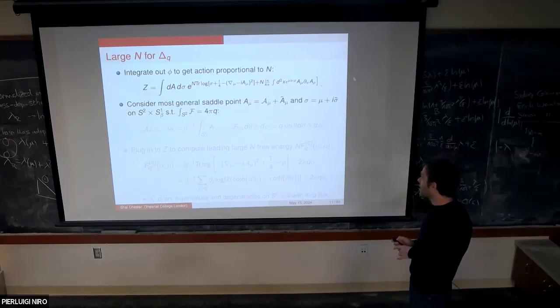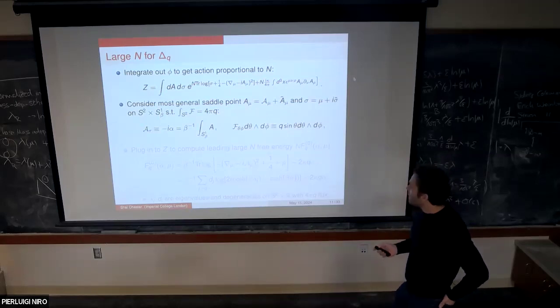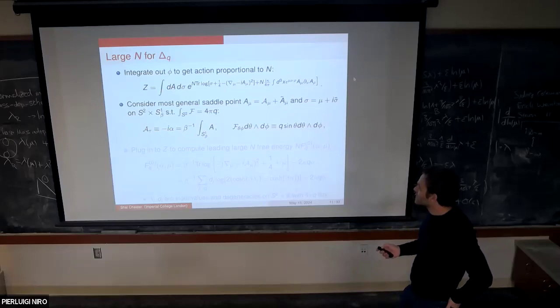So let's consider a saddle point which satisfies the properties we want. We want the field strength to integrate on the sphere to 4 pi q. And so we can take a saddle point value of this form. And then for the Hubbard-Stratonovich field, it's just going to be some expansion around some classical value mu. Finally, in the tau direction, because we're on S2 cross S1, we have this holonomy, which you can also think of as a chemical potential term. And so this is our ansatz for the saddle.